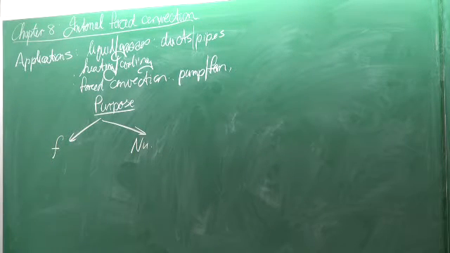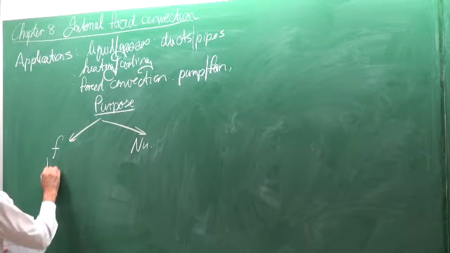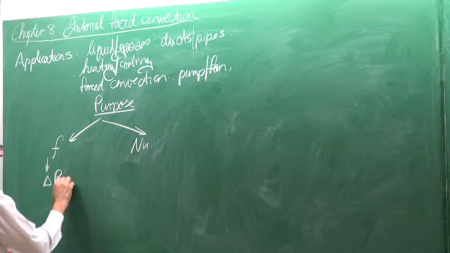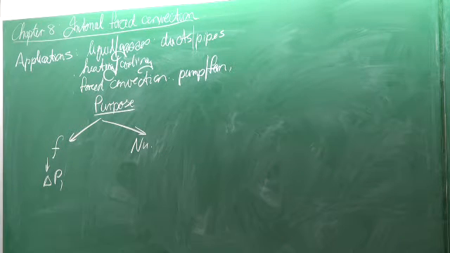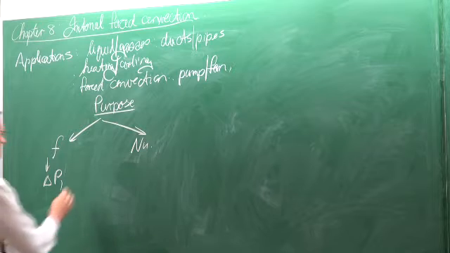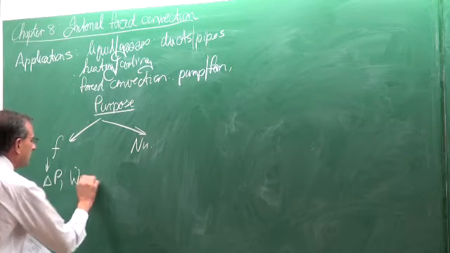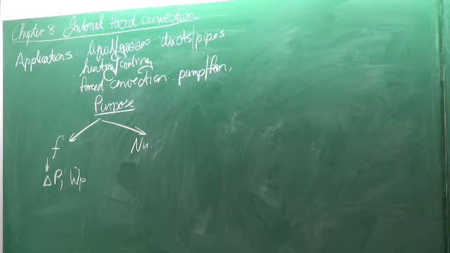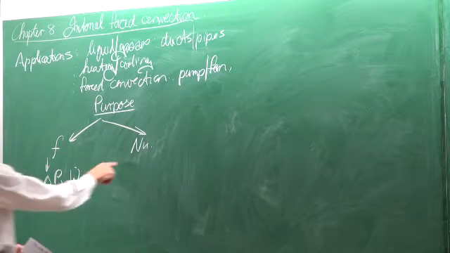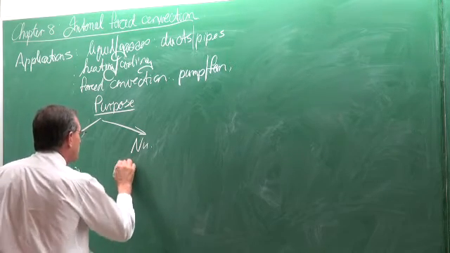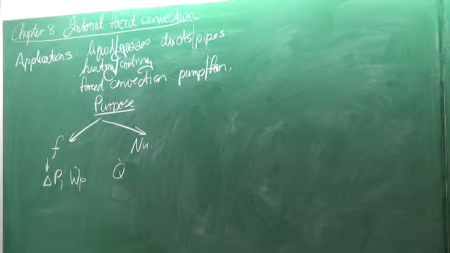With the friction factors, we can determine the pressure drops and also the power required by a pump and a fan, the power required in watts or kilowatts or whatever. With the Reynolds number, we can get the heat transfer rate. So that's the reason why we need the Reynolds number.